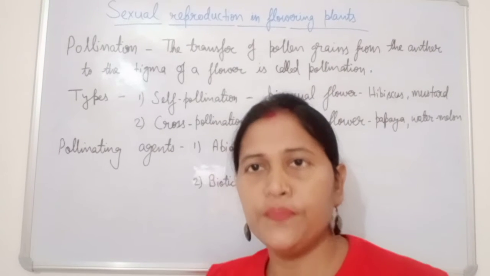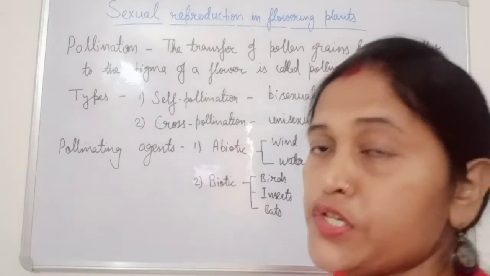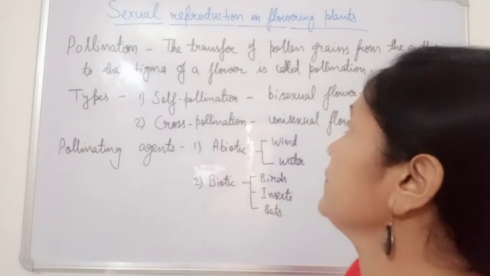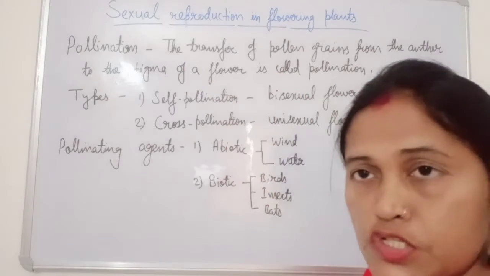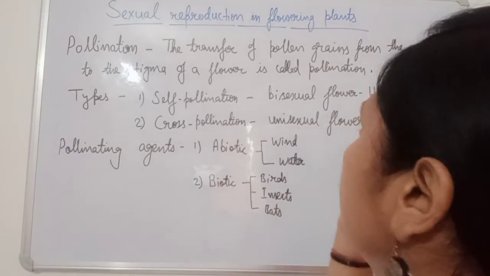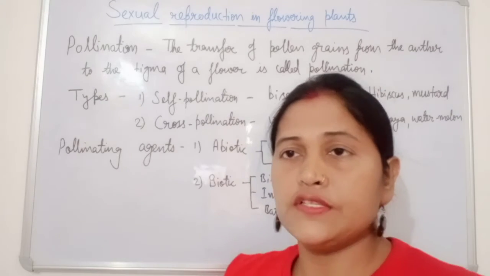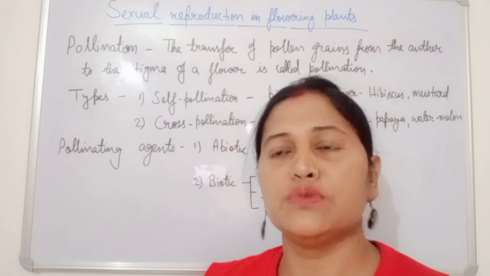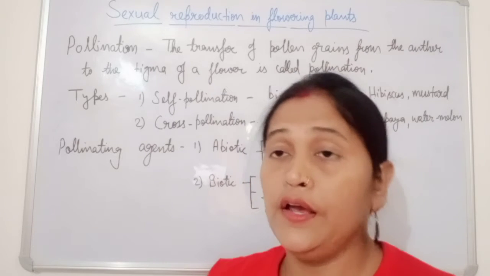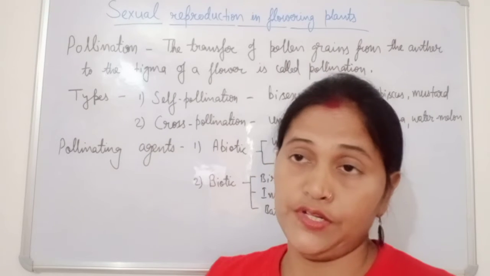Now students, pollination. How can we define pollination? The transfer of pollen grain from the anther to the stigma of a flower is known as pollination. It means if there is a transfer of pollen grain from the anther to the stigma of a flower, it is known as pollination. And pollination is a very important phenomenon because it is needed for the sexual reproduction of the flower.